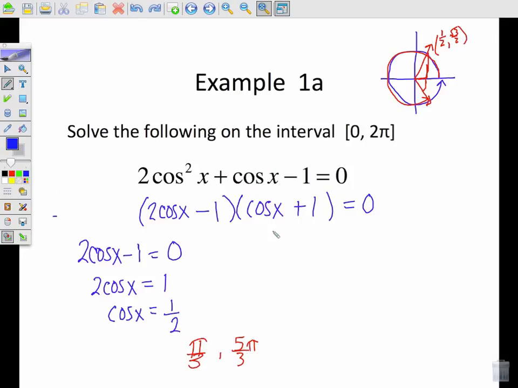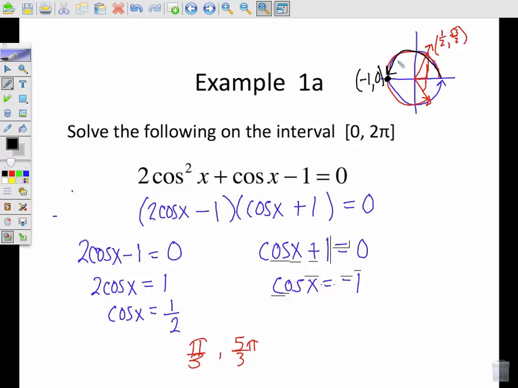All right, now let's go back here and look at my second one. What if cosine of x plus 1 was equal to 0? Then that would indicate that cosine would be equal to -1. So when is the x -1? We've got this ordered pair right here on my unit circle at pi, which would be -1, 0. That is the point at which the cosine is equal to -1. So my final solution is pi over 3, 5/3 pi, and pi.